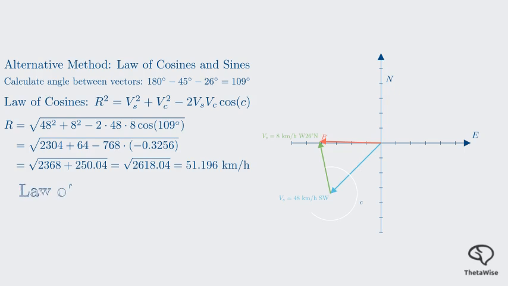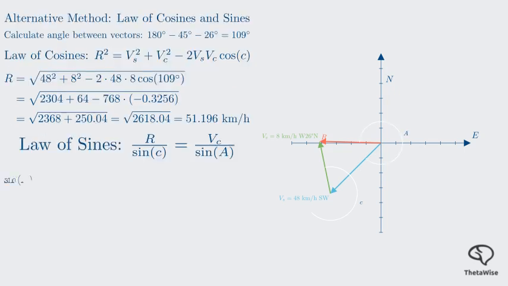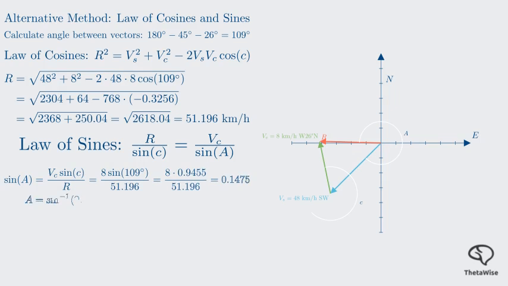To find the direction, we can use the law of sines. It relates the length of a side to the sine of the opposite angle. Here, angle A is the angle inside the triangle adjacent to the ship's velocity vector. Solving for sin A, we get A is the inverse sine of 0.1245, which is 7.159 degrees. This angle is measured from the ship's original path.